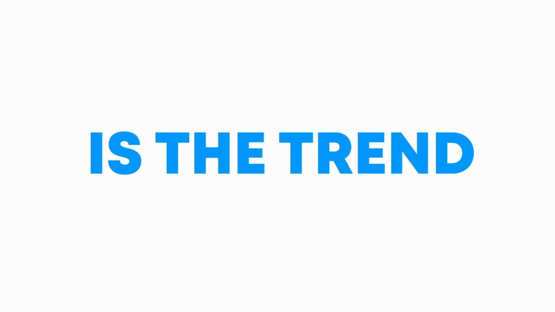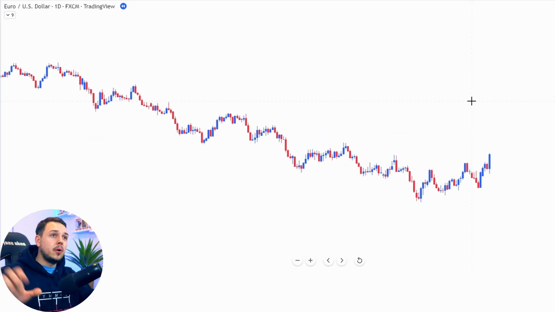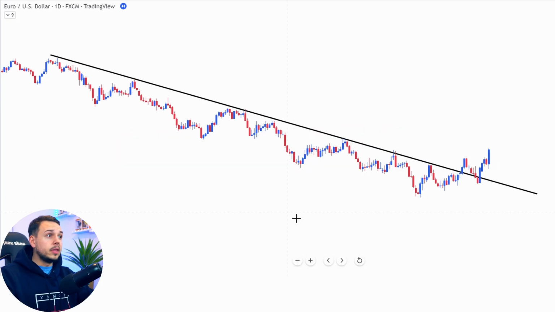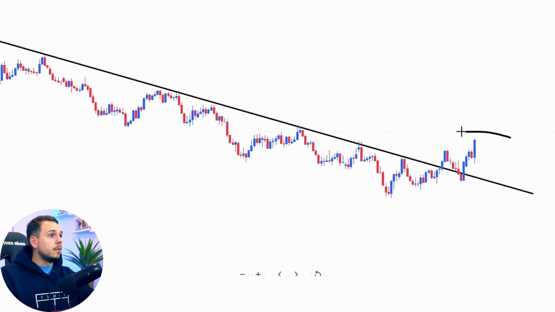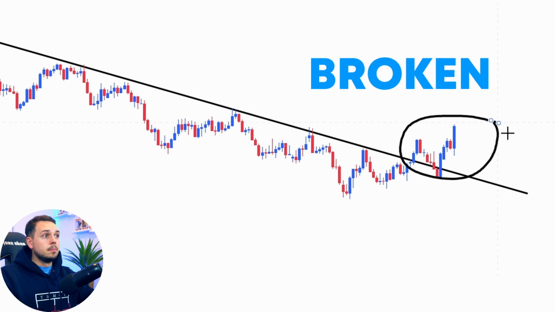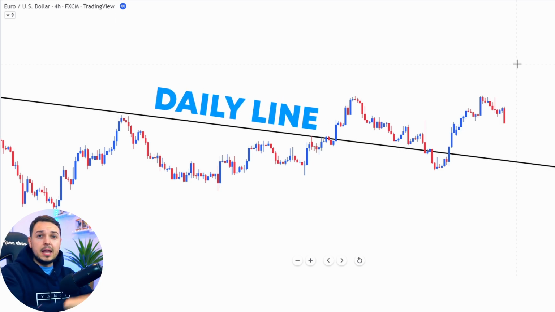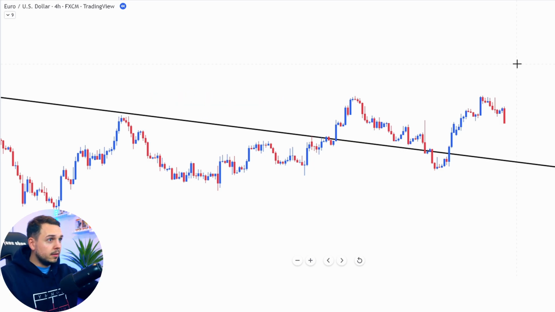Okay, so the first thing you want to identify is the trend. We're currently on the daily time frame for EUR/USD, and we can see that the trend has been dipping down. However, we can also spot a trend line break. Where is it? Well, if we just have a look, this zone seems to be broken, at least in my eyes. So if we go on the 4-hour time frame, we can see this pattern. We can see that daily line that was trending towards the downside and already is broken.